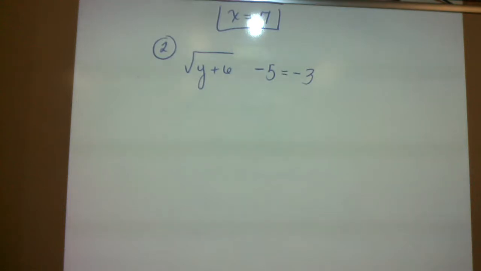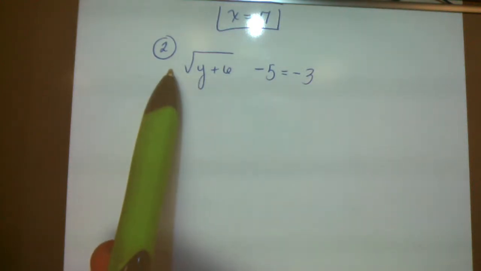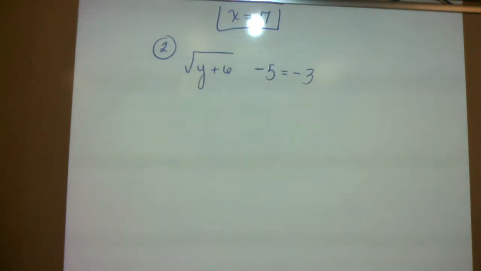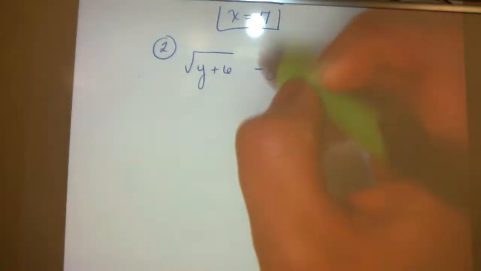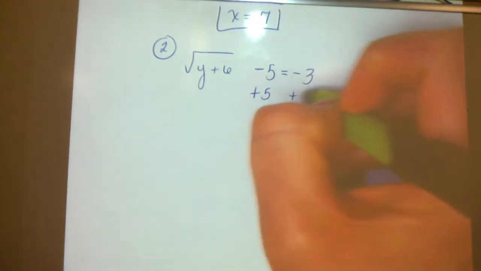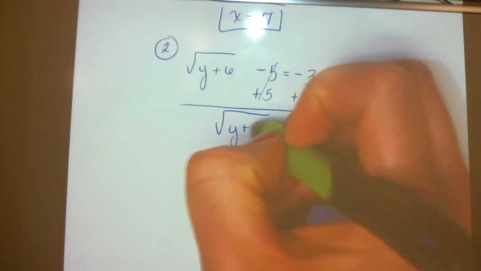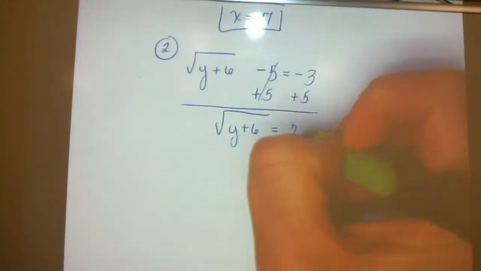Now for this problem, you've got this negative 5 that's outside of the radical. That's what you need to move first. If you have other things around the radical on the same side as the radical, that's what you're going to move first. Usually I check here and then I check here. There's nothing out in front of this that I've got to move, but I've got to move this 5. That's what I'm going to do first. So I'm going to add the 5. That cancels. I'm left with the square root of y plus 6 is equal to 2.